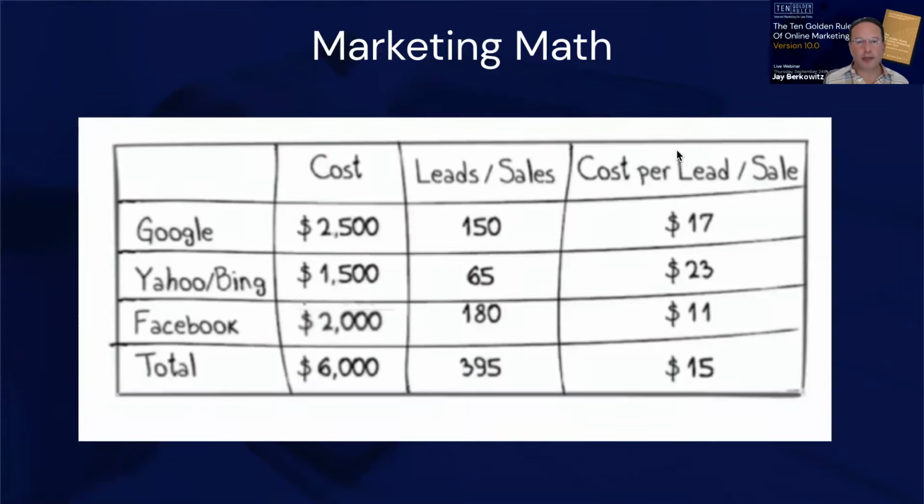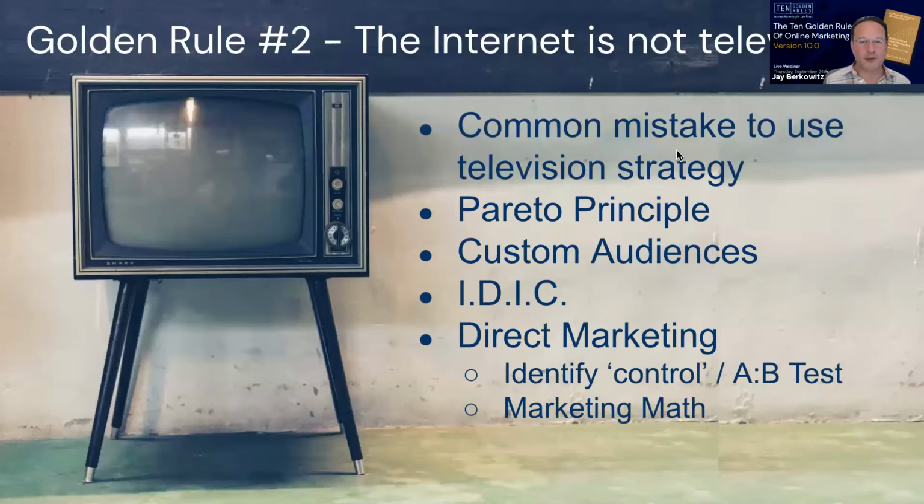The cost per lead or the cost per sale, the cost of a conversion from the internet to an opportunity that we can sell. So golden rule number one was there are no rules. And really that was about the measurement, right? We talked about all different kinds of tracking.